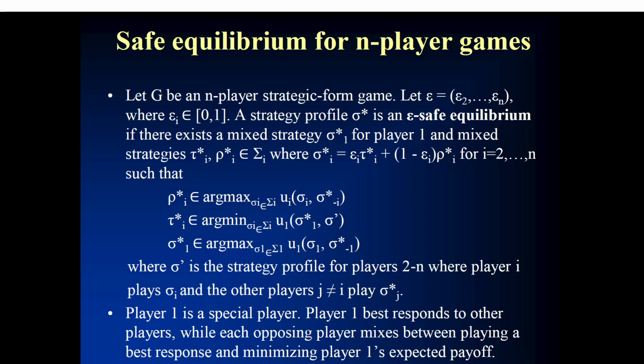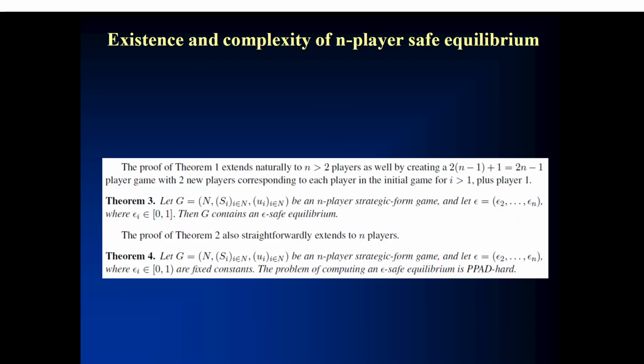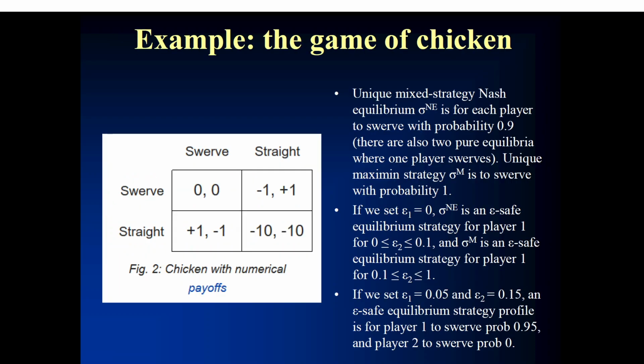Now for n-player games, as I discussed before, player 1 is the special player. The other players are going to have the tau star, which is the worst case for us, and the rho star, which is their best response. And player 1 is just best responding, which is ourselves. We also have similar existence and complexity results for the n-player formulation.